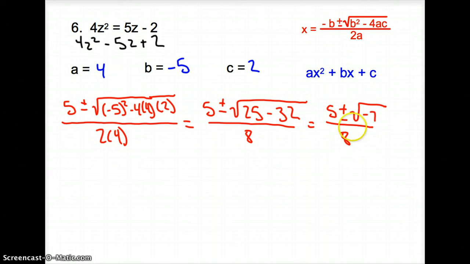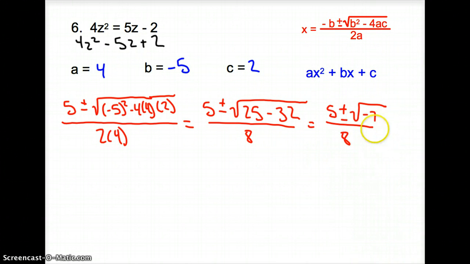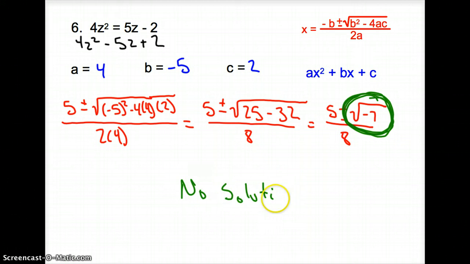Now we simplify this, but wait, can we simplify this? Look very closely right here. Can we have the square root of a -7? Can we have a square root of a negative number? No, we cannot. So since that square root is a negative number, we have no solution.